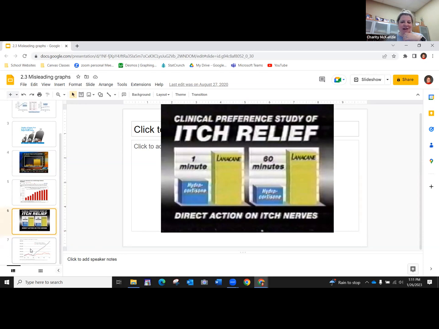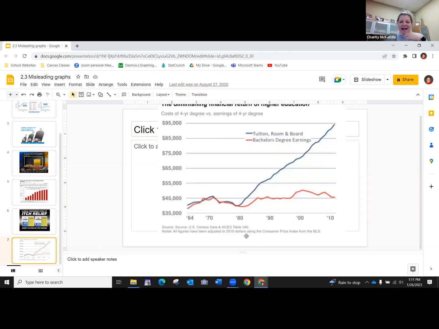Okay, last one that's kind of weird. This one is tuition, room and board, and bachelor's degree earnings. So for a four-year degree, we start at 64 and then go to 70, 80, 90, 2000, 2010. That's kind of a weird gap right here as well. And they don't even talk about the fact that the money people make is going up as well.